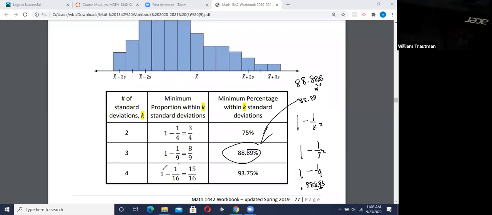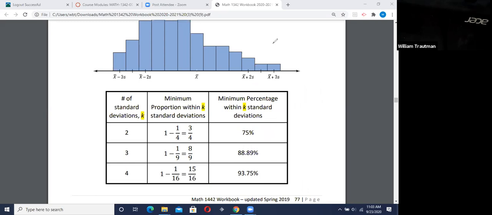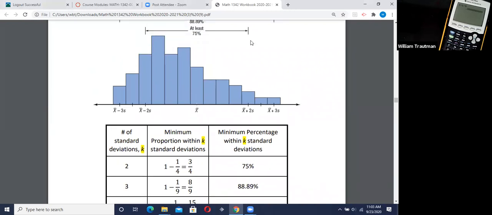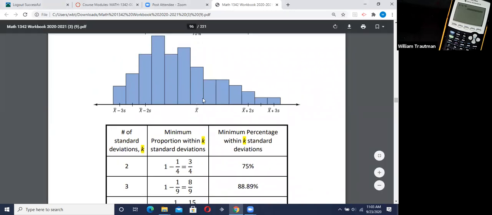1 minus 1 over 16 on my calculator is 0.9375, which is 93.75%. What that tells us, and it's really good to understand, is that with Chebyshev's, by the way, you can't do 1 standard deviation. You have to do at least 2.